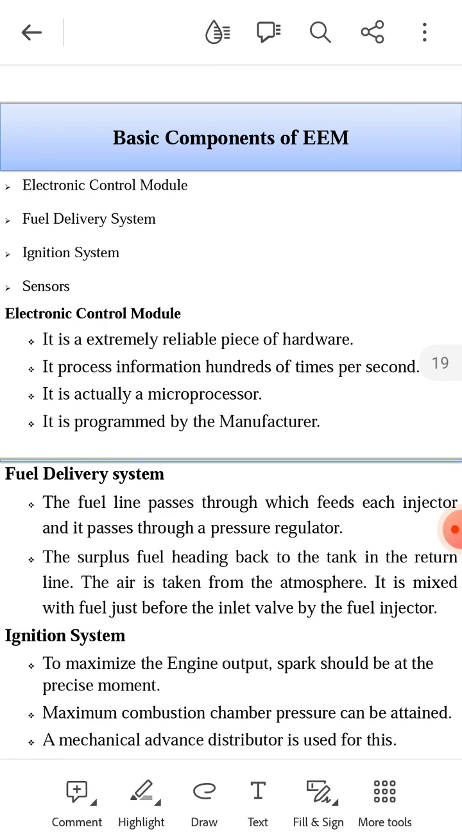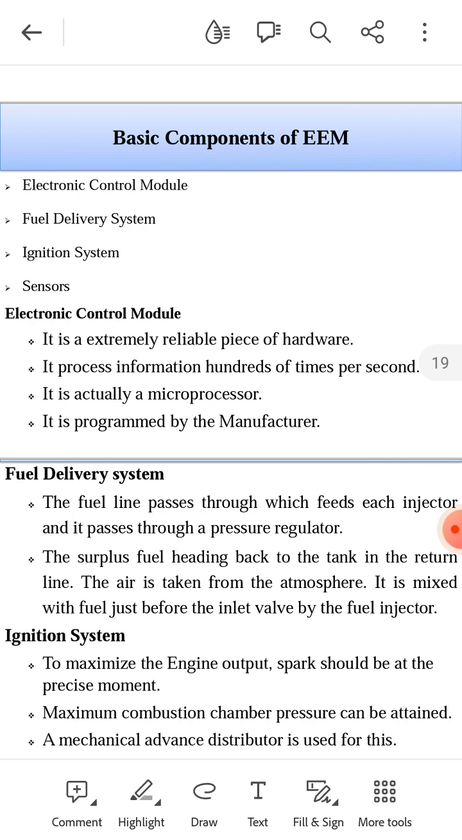Fuel delivery system: the fuel line passes through the rail which feeds each injector and passes through the pressure regulator. The surplus fuel is sent back to the tank in the return line. The air is taken from the atmosphere. It is mixed with the fuel just before the inlet valve by the fuel injector.